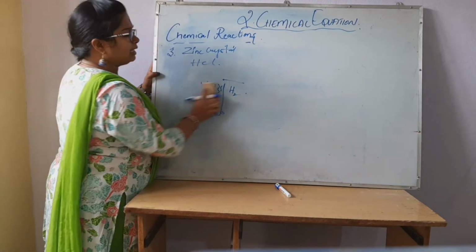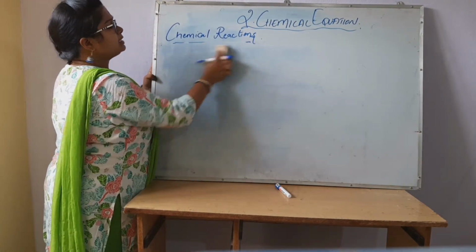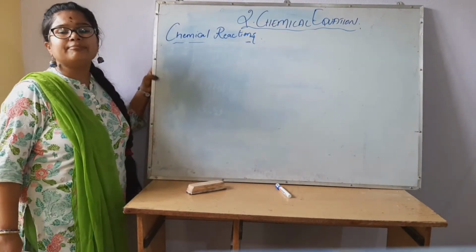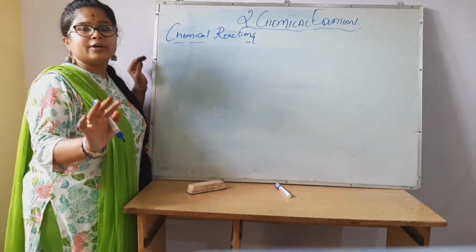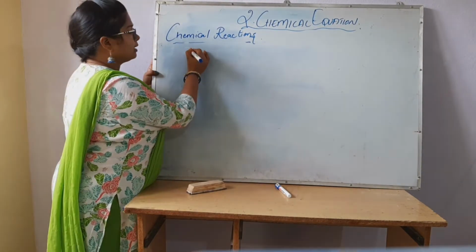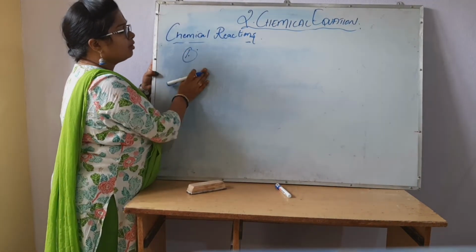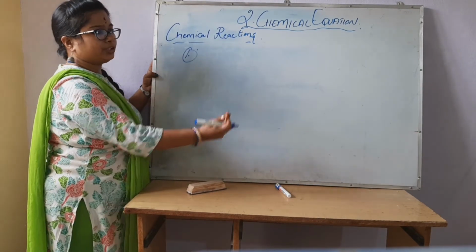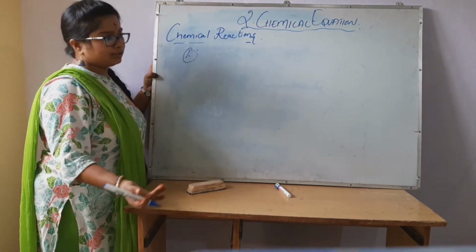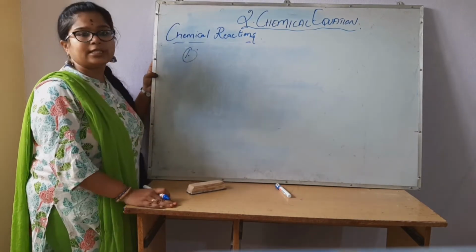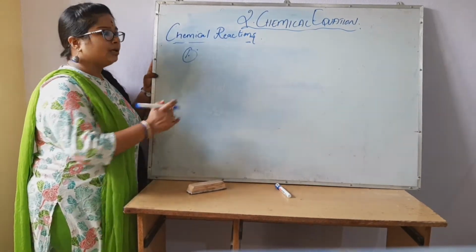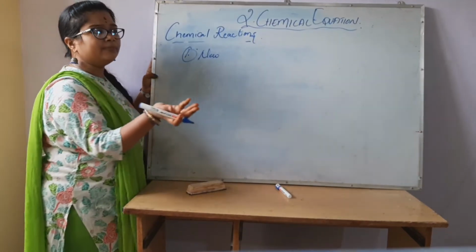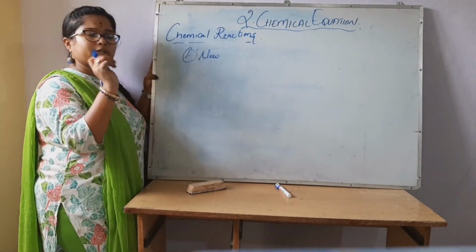So from these three examples, what can you learn? From the first, second and third examples, what can you learn? In the first example, when calcium oxide and water both reacted, a new substance was formed, which may be the same as or different from the original one.